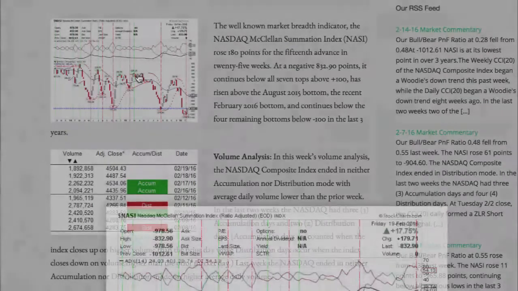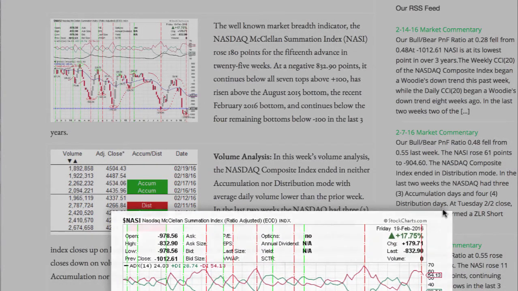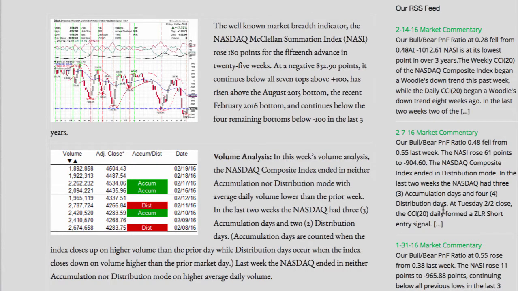The well-known market breadth indicator, the Nasdaq McClellan Summation Index, rose 180 points for the 15th advance in 25 weeks. At a negative 832.90 points, it continues below all 7 tops above plus 100, has risen above the August 2015 bottom, the recent February 2016 bottom, and continues below the 4 remaining bottoms below minus 100 in the last 3 years.